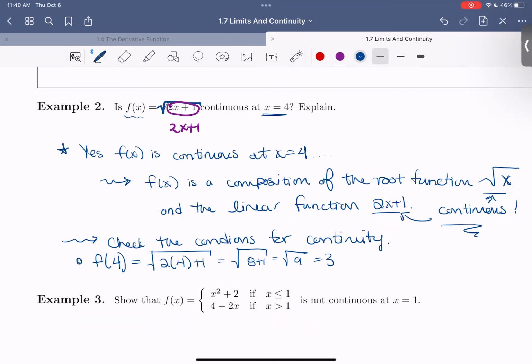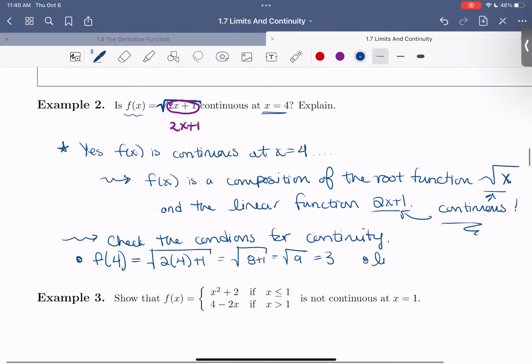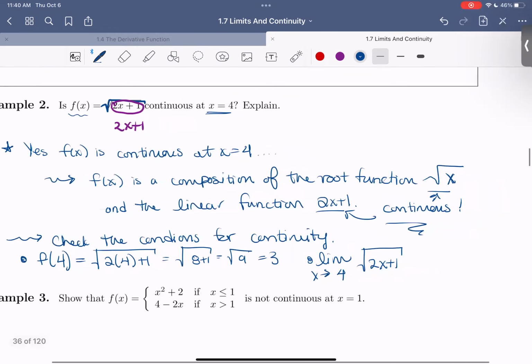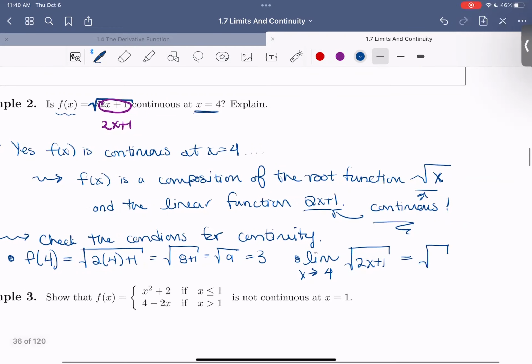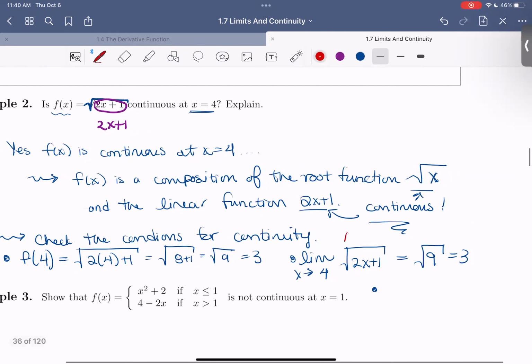And then we also need to check that the limit exists. The limit as x goes to 4 of root 2x plus 1. Well, there's no issues plugging in x equals 4 here. So that limit is equal to the square root of 9, which is 3. And then lastly, we see that the limit is equal to the function output. So star is equal to star. So check, that third condition is met.